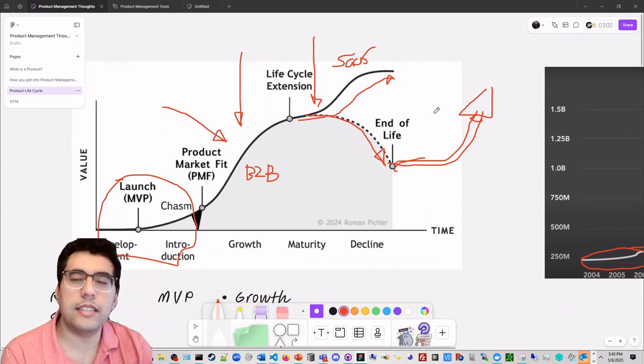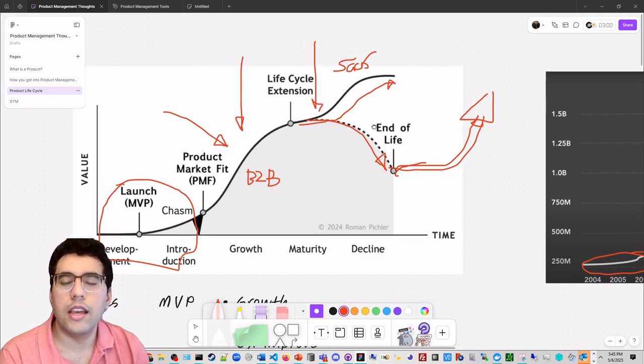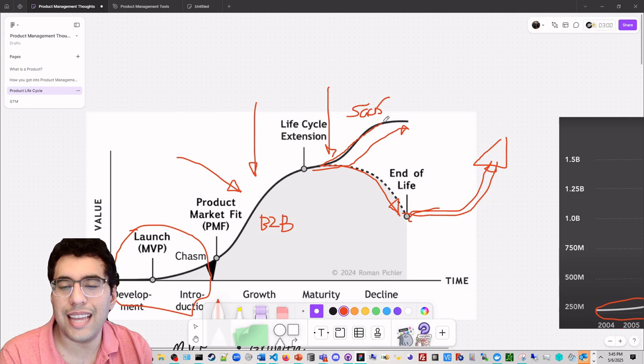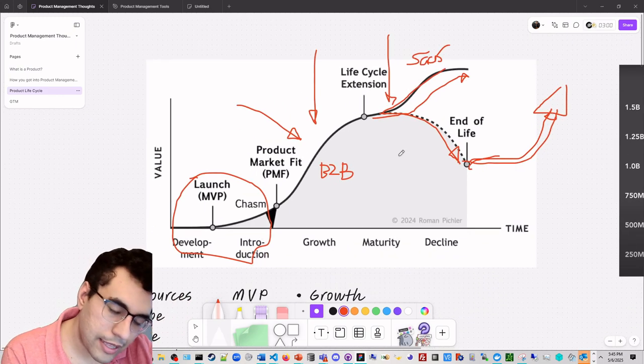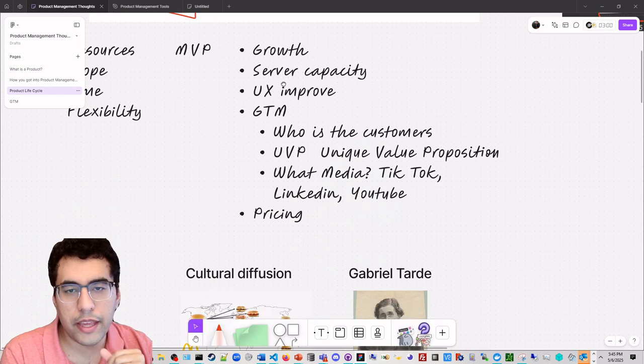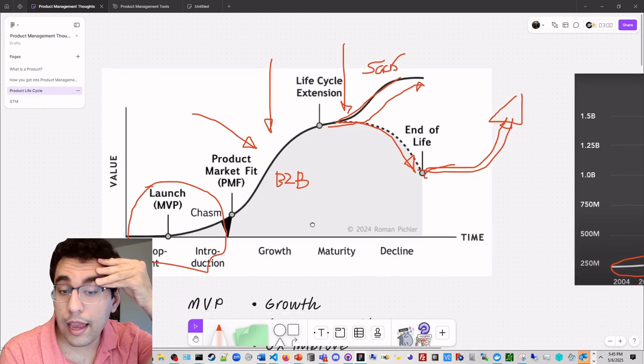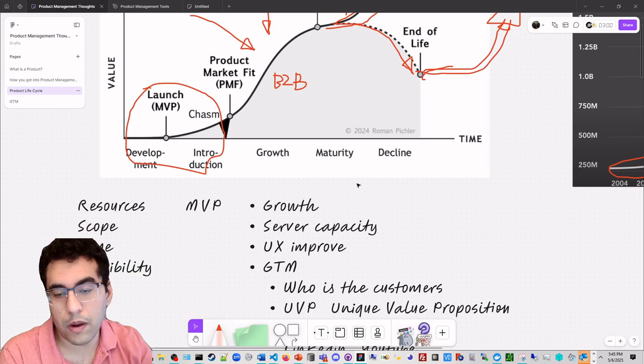So there's things I think companies can do to help preserve the life of a product, but most of the time they're focused on extending that and things like that. So let's talk about a little bit of the history of this chart. How did we come to this chart? And I'm going to talk about the chasm a little bit too in product market fit.